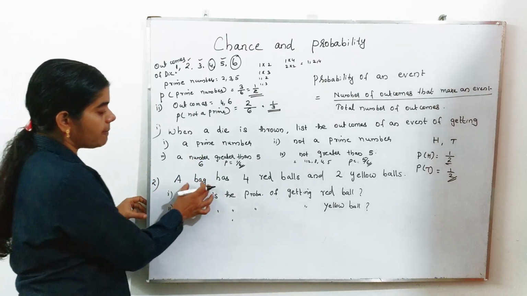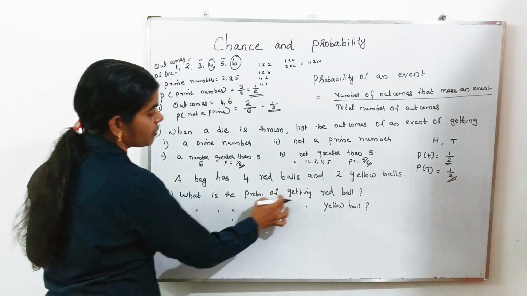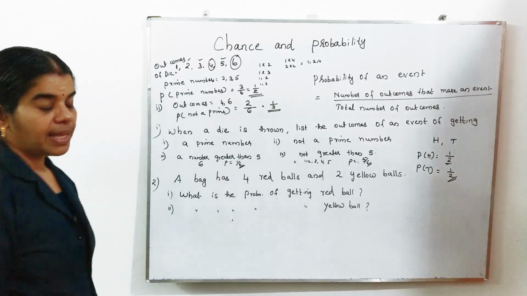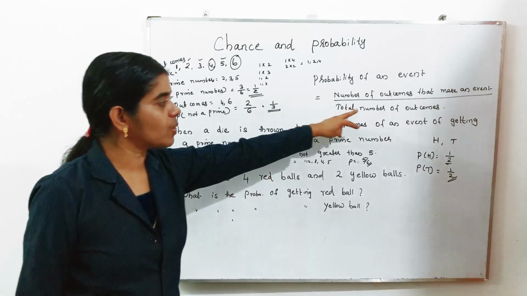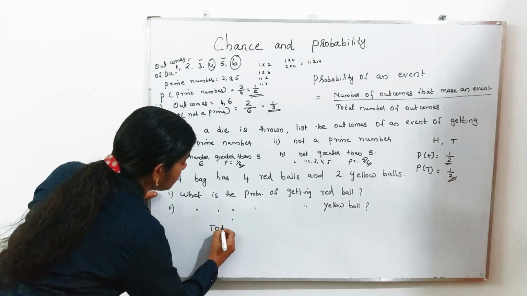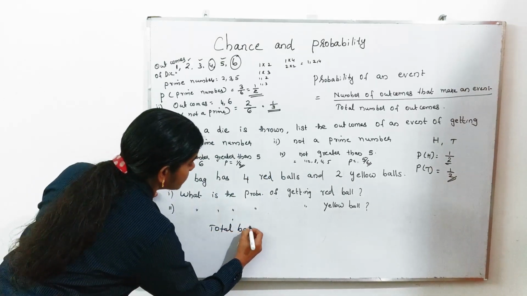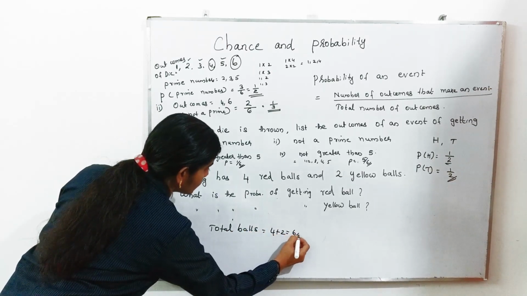Next one, a bag has 4 red balls and 2 yellow balls. What is the probability of getting a red ball? Again, probability means favorable cases divided by total number of outcomes. Then total, how many balls are there? What is the total number of balls? 4 plus 2, that's equal to 6.